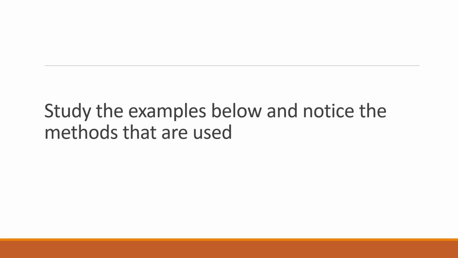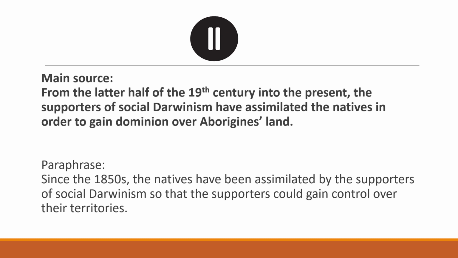In order to understand how to paraphrase better, let's study some examples together. By the way, do not forget the pause symbol I told you about earlier. Now, let's have a look at the main source and the paraphrase. The first phrase, the latter half of the 19th century to present, can be rewritten with the word since, and the latter half of the 19th century will mean 1850s. In addition to this, what the writer did in this sentence is to change the structure from active to passive.